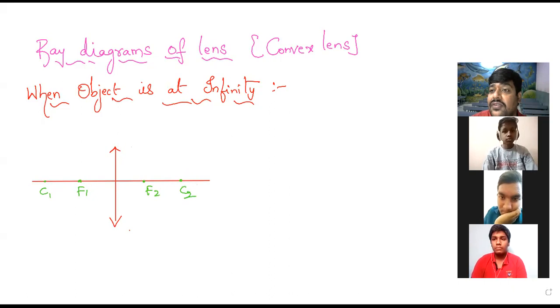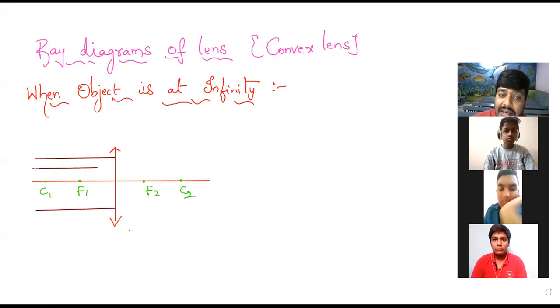Now, first of all, consider an object. Where is the object? They said the object is at infinity. That is nothing but you have to draw parallel lines, that is, the rays are coming from infinity, like sun rays. Let us assume all the rays are sun rays, which are coming from infinity.